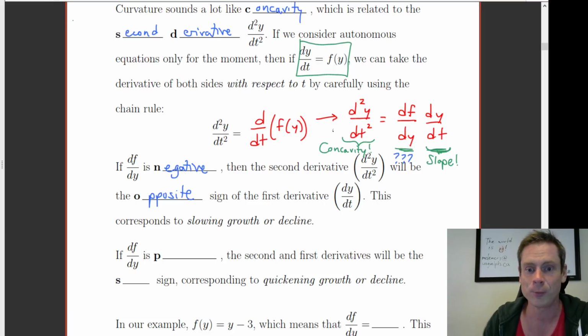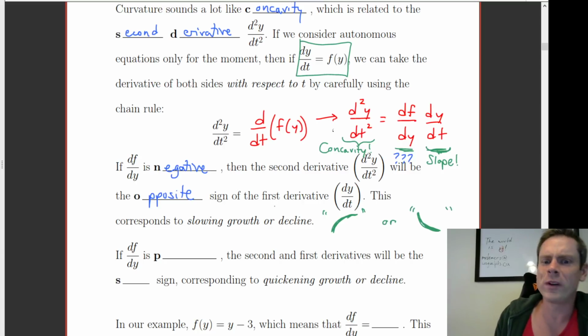And these are those pictures right here. If we're increasing, we're also concave down, like this. Or if I'm decreasing, I'm concave up, opposite signs, like that, okay? These are the shapes that you can get if df dy is negative, okay? What do those look like?